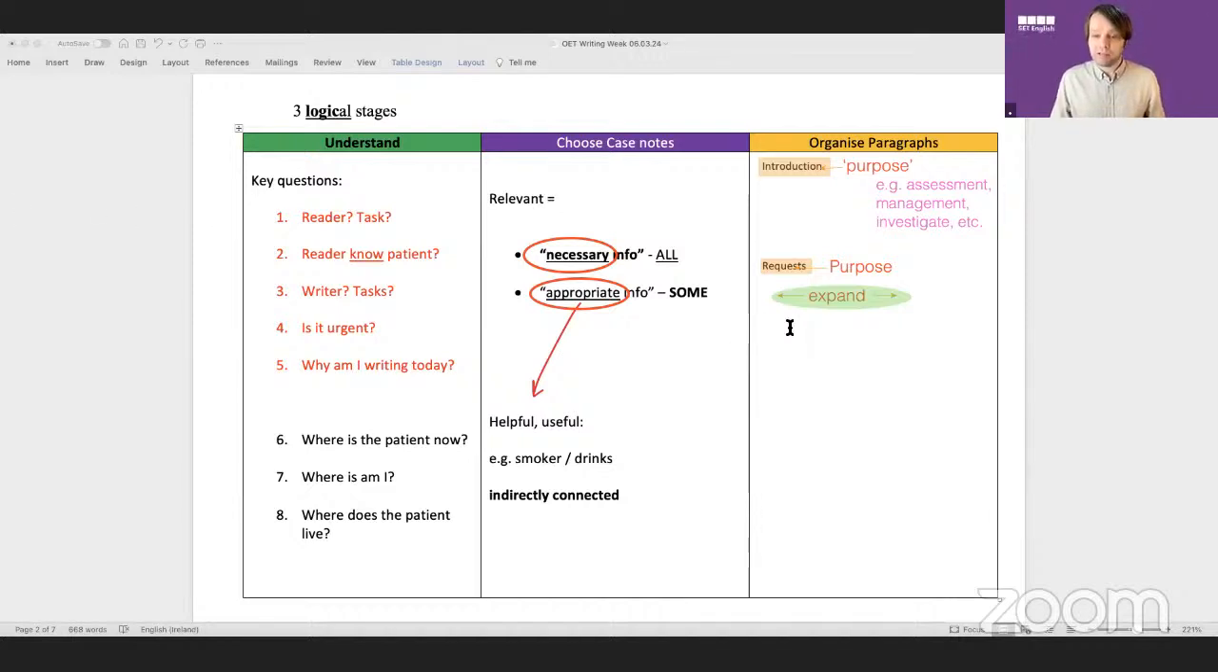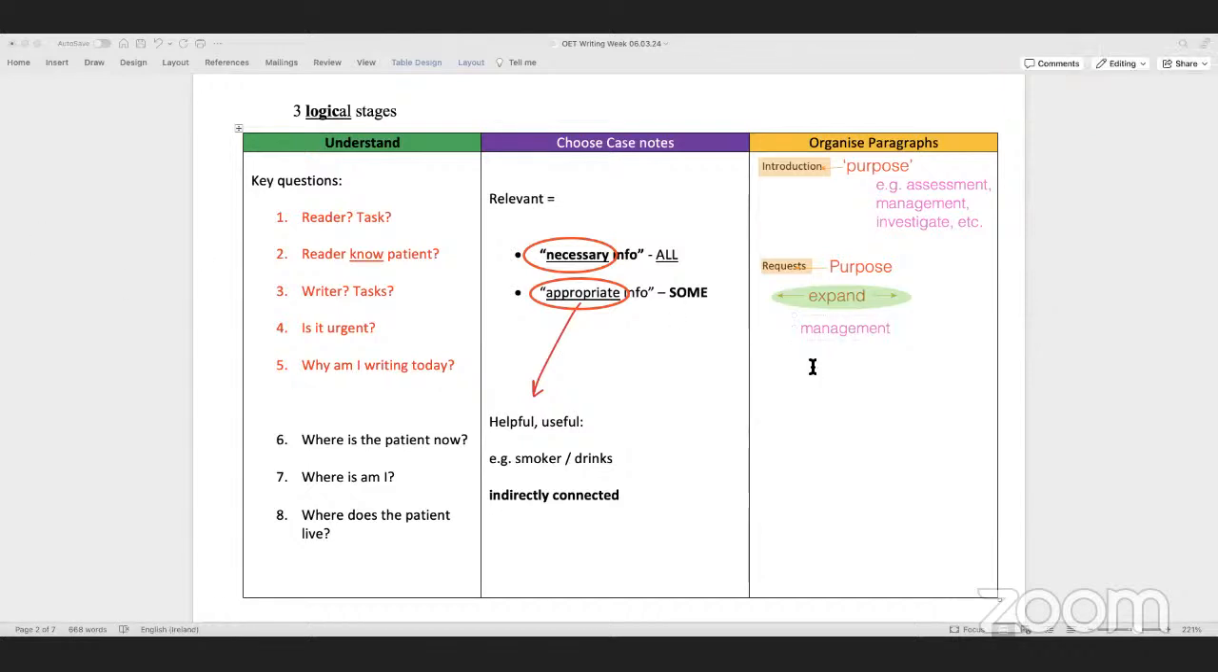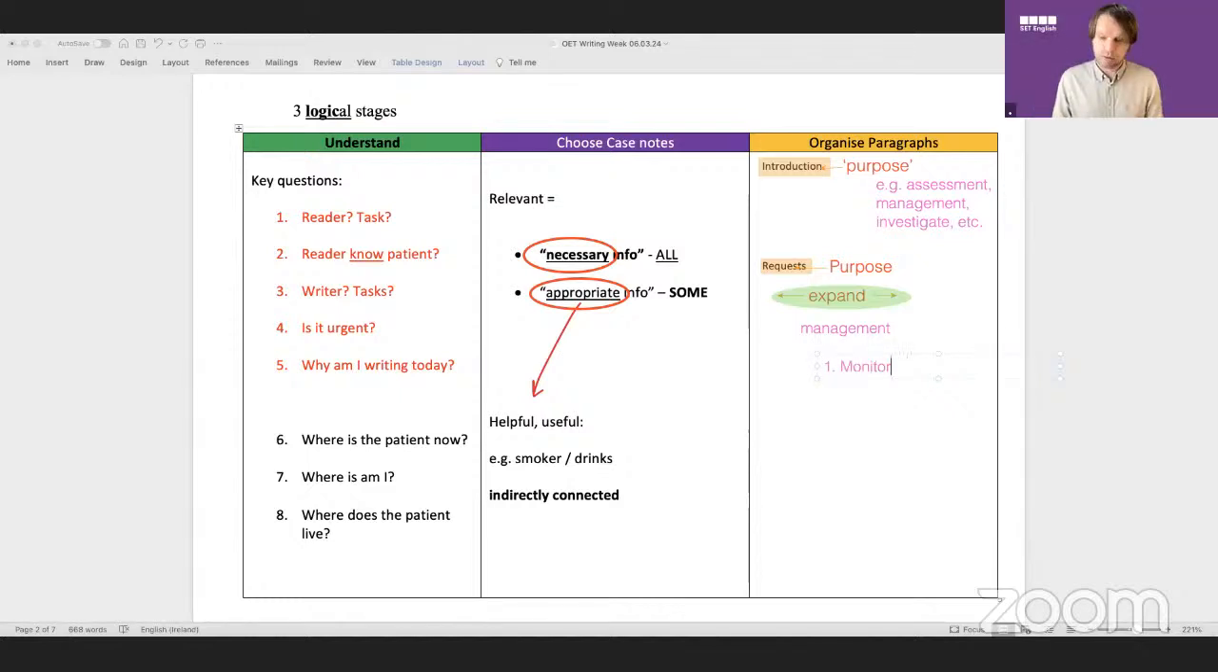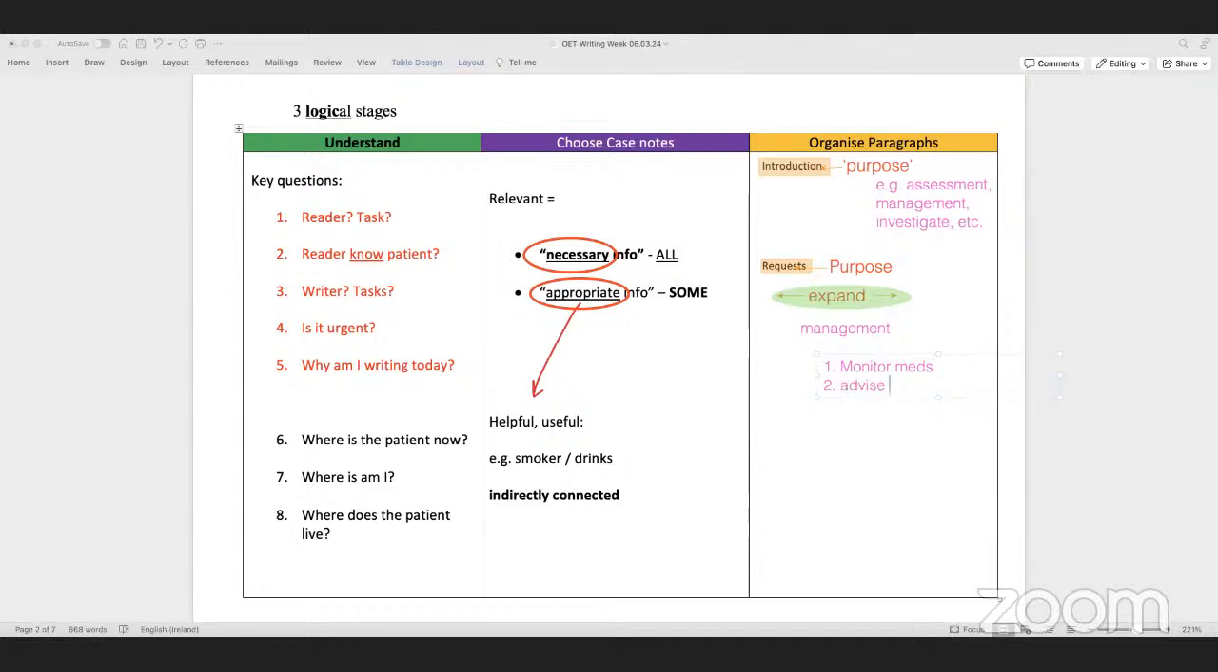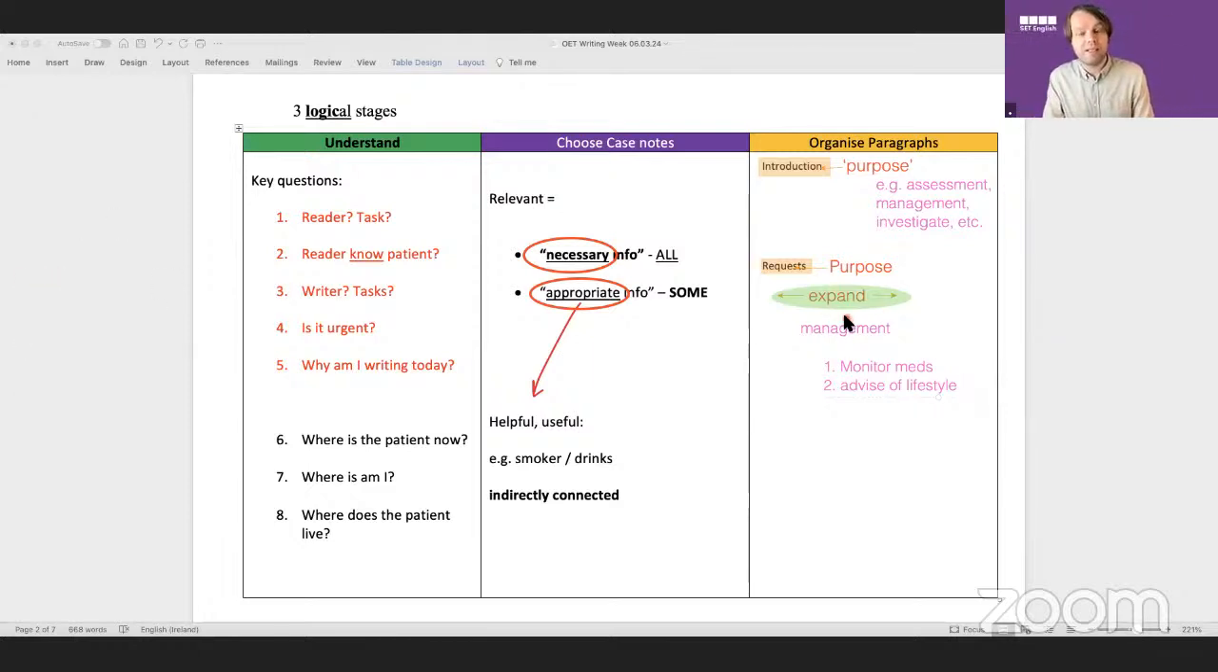So for example, if you say management, well, management, what kind of management, right? It might be monitoring, medication. It might be lifestyle. Right? So this is something that OET want. This is not my opinion. Different teachers say different things, don't they? About IELTS or about OET. I'm not talking about my opinions here. This is what OET say. They want to see these things in your letter.